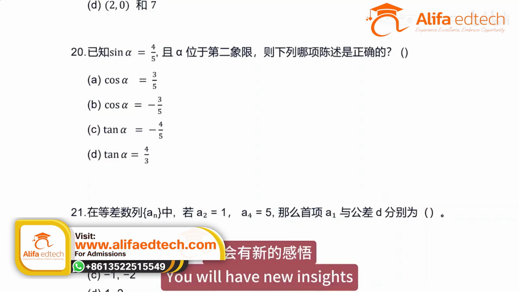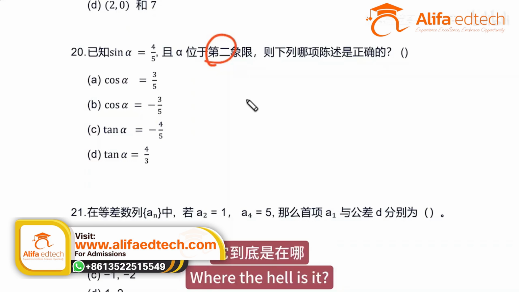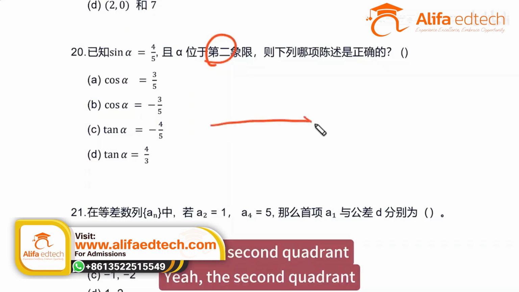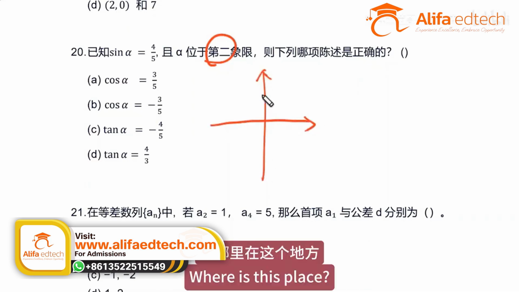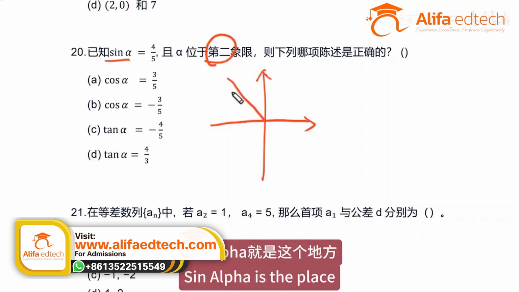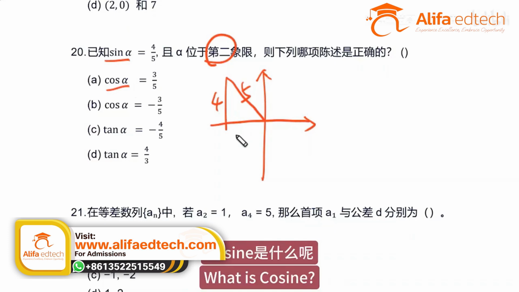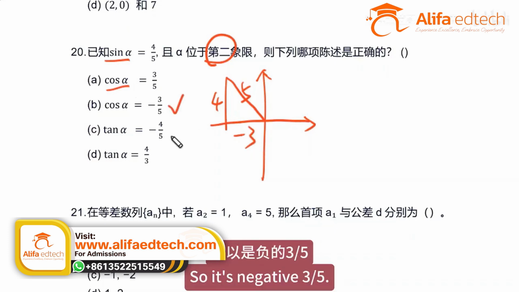You'll gain new insights. This is located in the second quadrant. We must clearly see exactly where it is, right? The second quadrant. Where is it? Is it here? It says sin alpha. Sin alpha refers to this spot, which is 4. This spot is 5. So what is cosine? Here it should be negative, so it's negative 3/5. So you pick the second one.